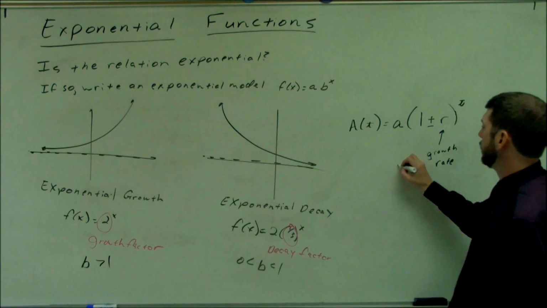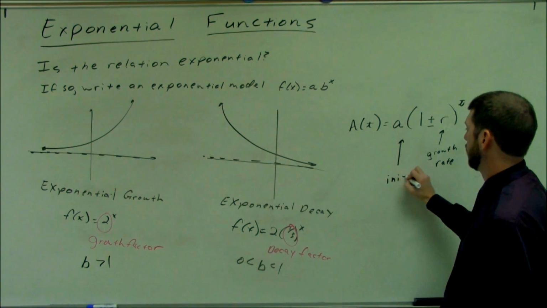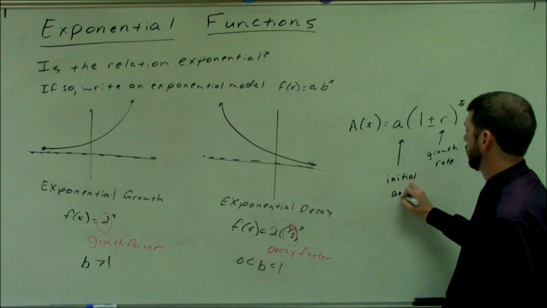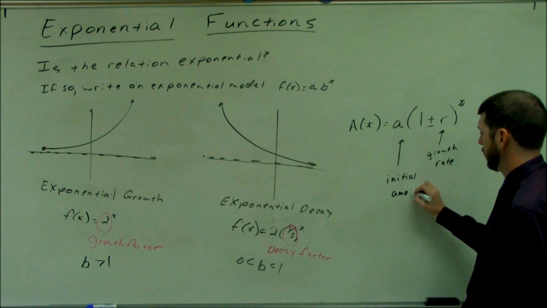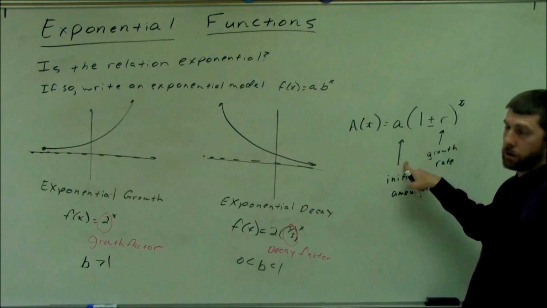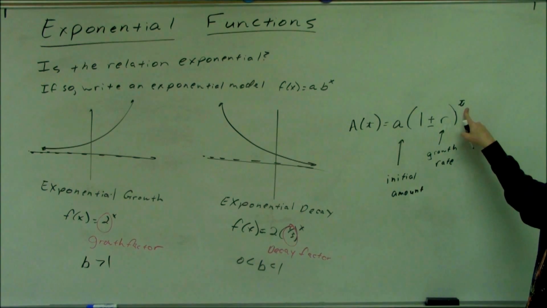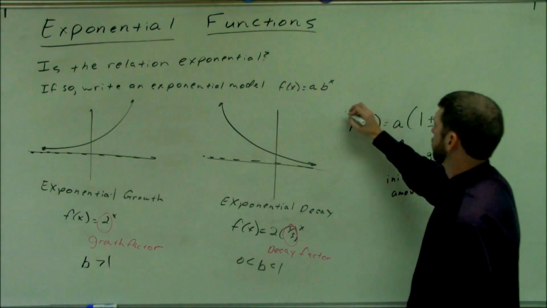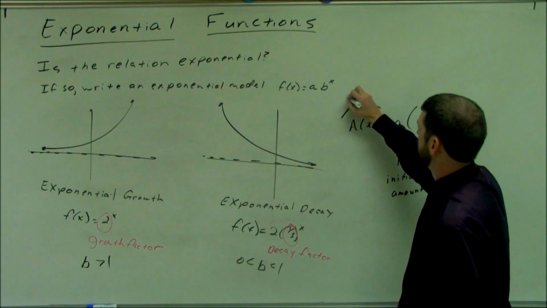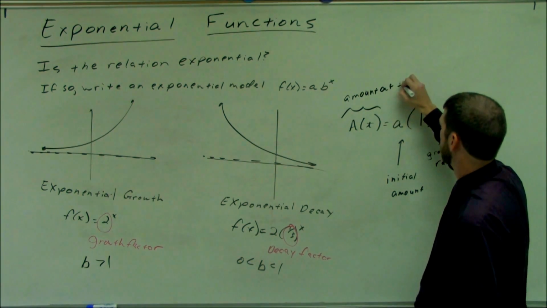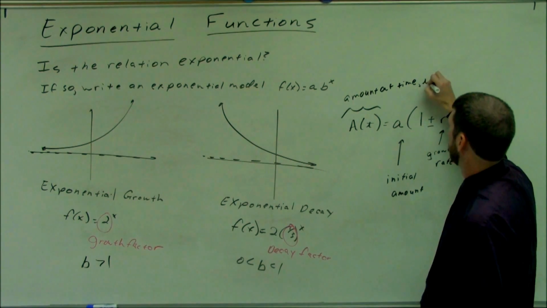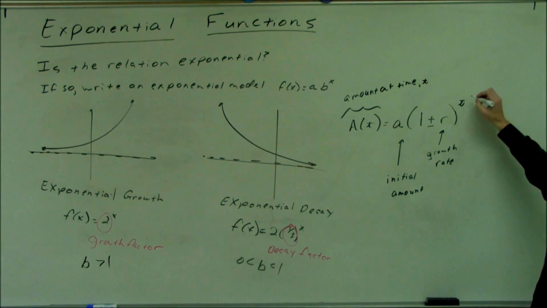A, as we saw a few minutes ago, that's your initial amount. That's what's going on when we're at t equals 0 or x equals 0. That's your y-intercept. And this is your amount at a specific time. And this is your length of time.